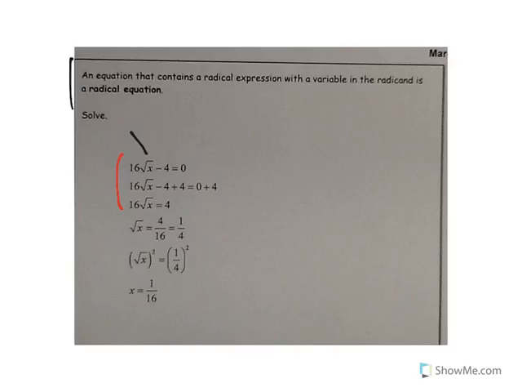So you're going to get all the constants on one side of the equation. You do that by adding 4 to both sides. Then you end up with 16 times the square root of x is equal to 4. Then you divide both sides by 16, and you end up with 4 over 16, which is equal to 1/4. Then you square both sides, because that gets rid of the radical symbol. That's very important. When you square both sides, you have 1/4 squared is equal to x, and so it's 1/16.